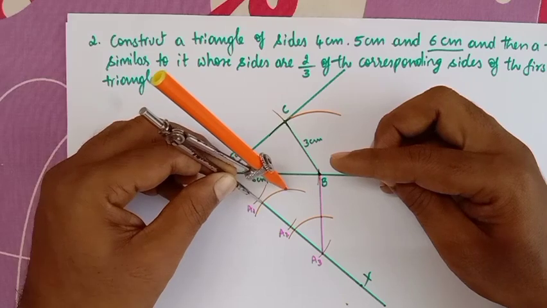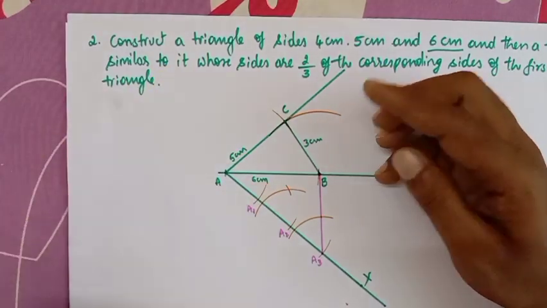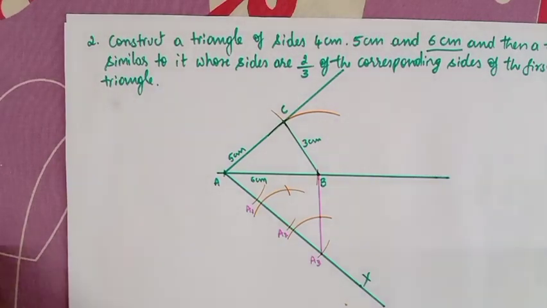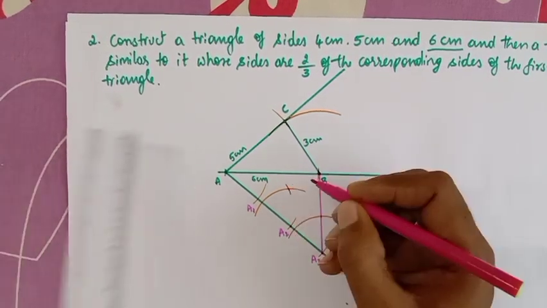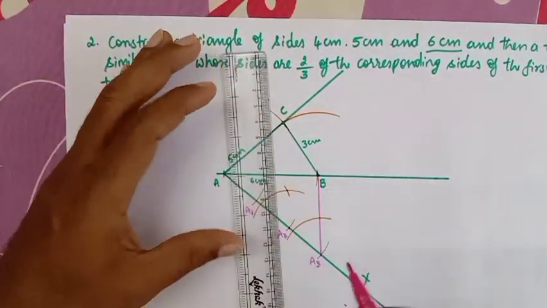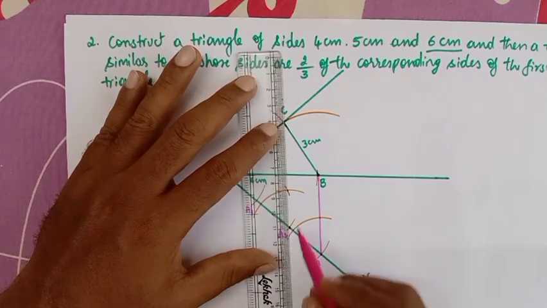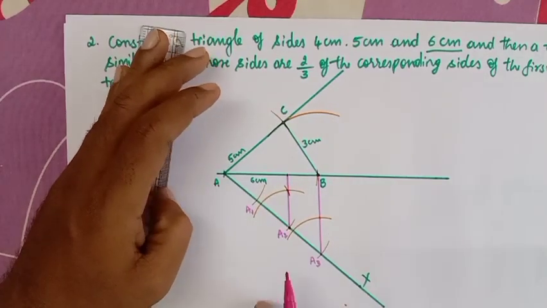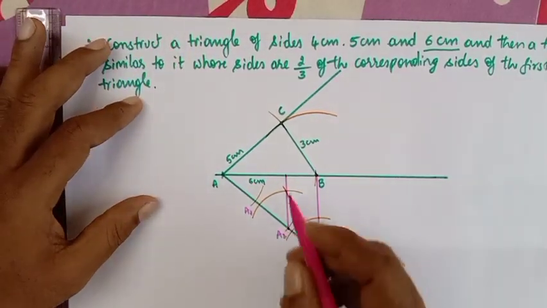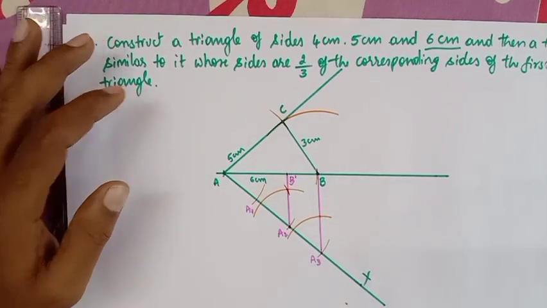We should draw an arc here, cutting the first arc, and then afterwards we should draw the line from A2 to the arc, to the line AB. And this is called B dash.